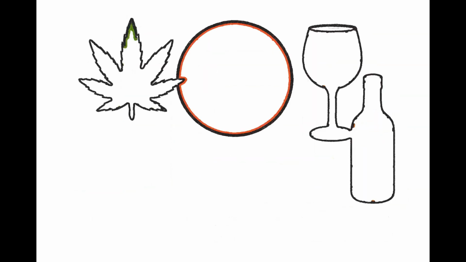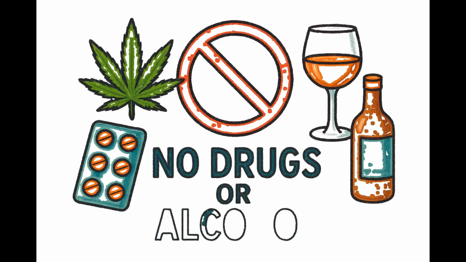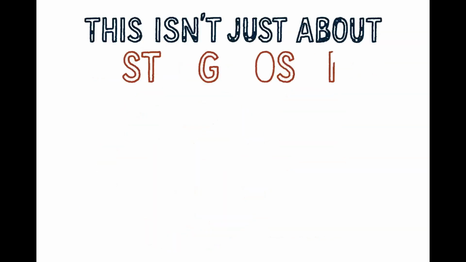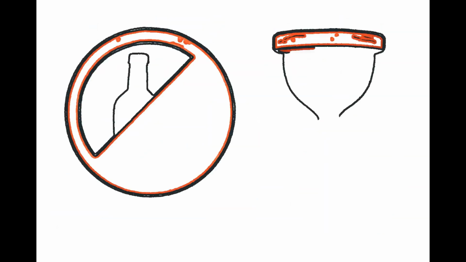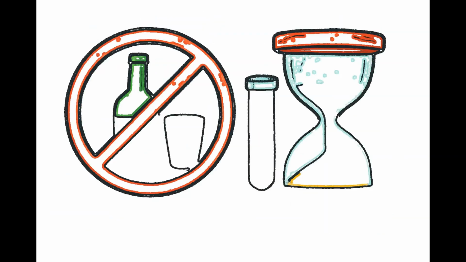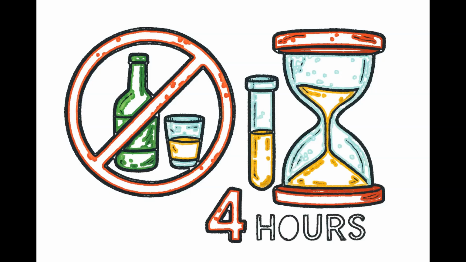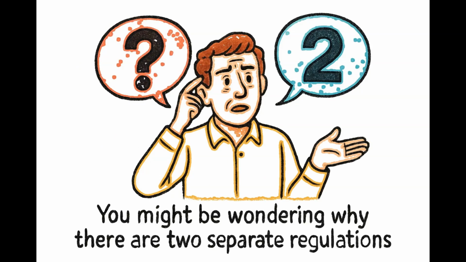And third, it clearly defines what drug and alcohol-related behavior is not allowed. This isn't just about testing positive. It also includes refusing to take a test, attempting to adulterate a sample, or using alcohol within 4 hours of going on duty. You might be wondering why there are two separate regulations.